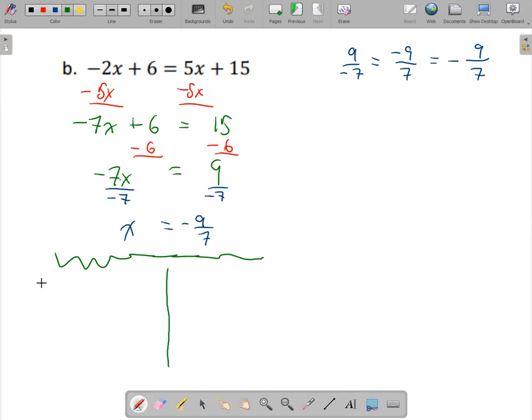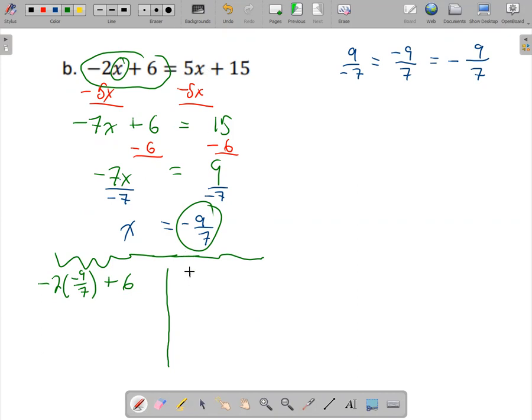And on the left, I'm going to put -2 times (-9/7), close parentheses. I mentioned the other day that when you plug in fractions and negatives, parentheses are a good idea. And then +6. So all I'm doing is taking this right here, and in place of the x, I'm dropping in what I think it is. In a second, I'm just going to plug that into my calculator.